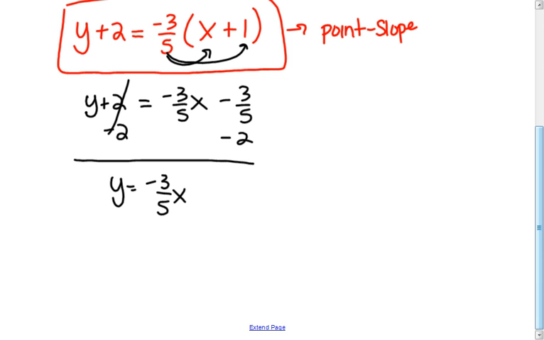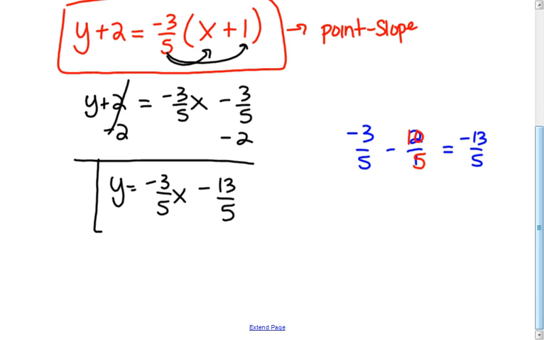Now, I'm going to do this off to the side here. I have to take negative 3/5 and subtract 2. Remember, this is 2 over 1. So to do that, you would want to get common denominators and make this be a 5 and a 10. So I have negative 3/5 minus 10/5, which of course would give me negative 13/5. So that's what that would look like. Okay, not nearly as pretty, but this is your answer in slope-intercept or y equals mx plus b form.